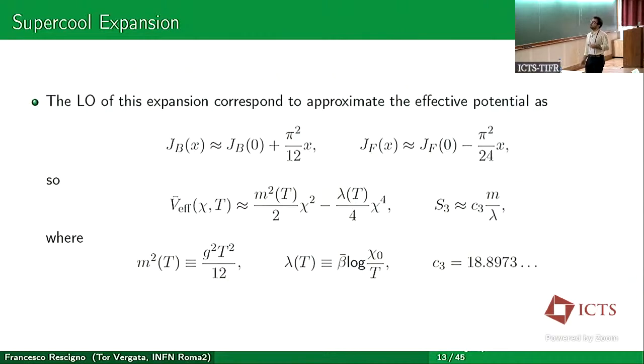So the leading order of the supercooled expansion corresponds to approximating the effective potential by truncating the thermal function at linear order. If we plug this expression into the effective potential expression, we get this simple expression here and this very simple expression for the bounce action, where we have introduced 2 parameters that depend on the temperature. And as you can see, everything depends on the 3 parameters of the supercooled expansion.